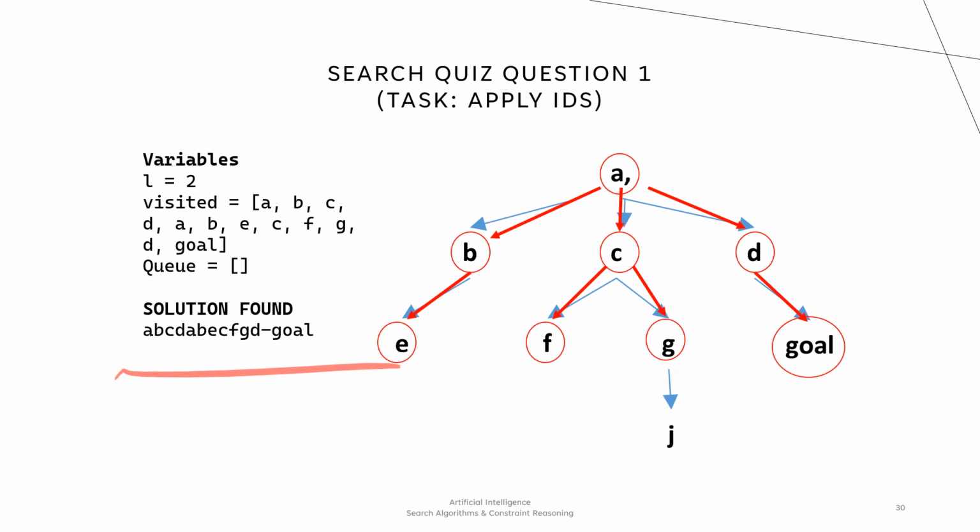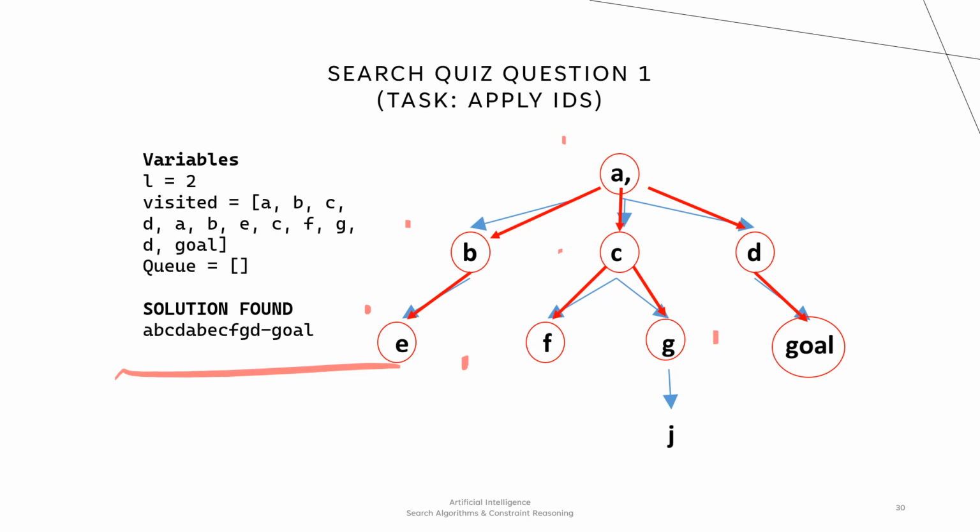Yeah. Okay. So one other thing is that within each iteration of L, it is depth first search. So we went A, B, E, and then C, F, and then G.